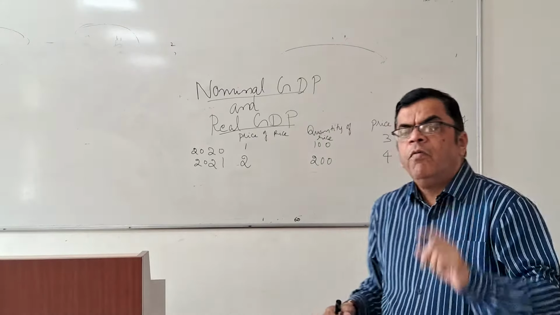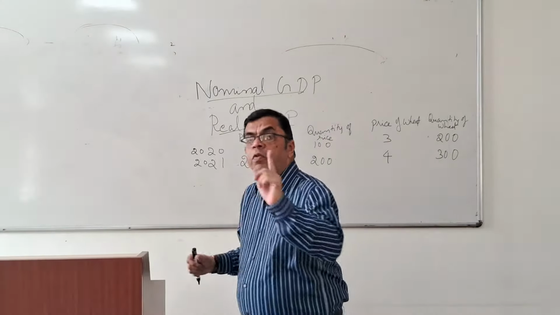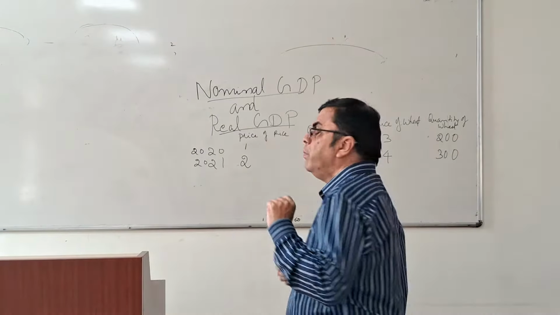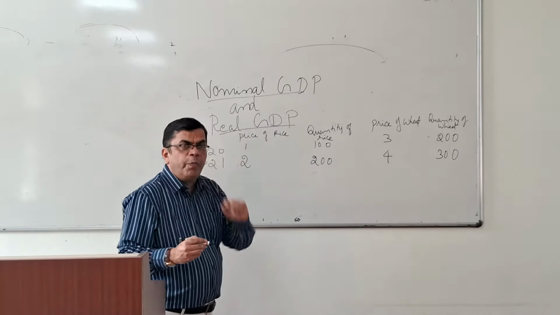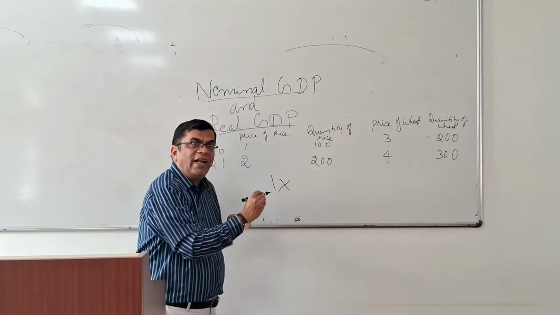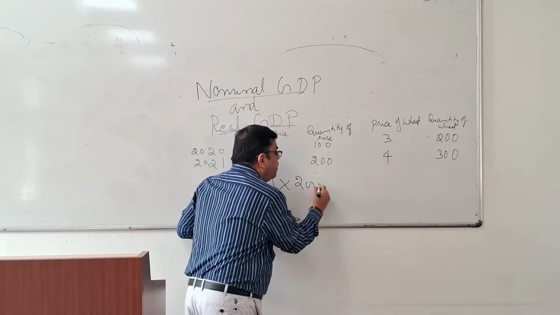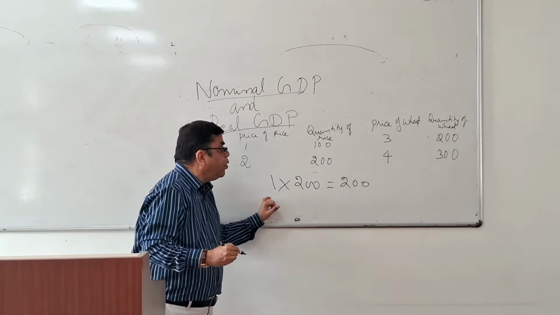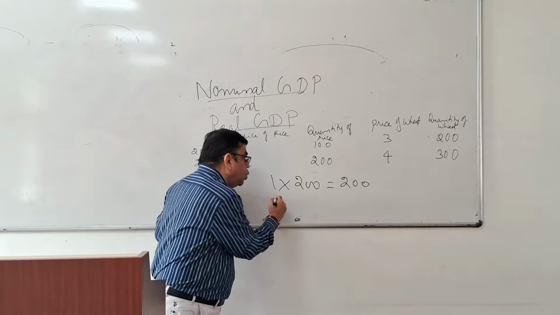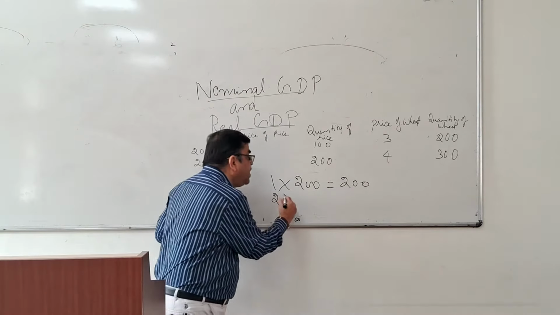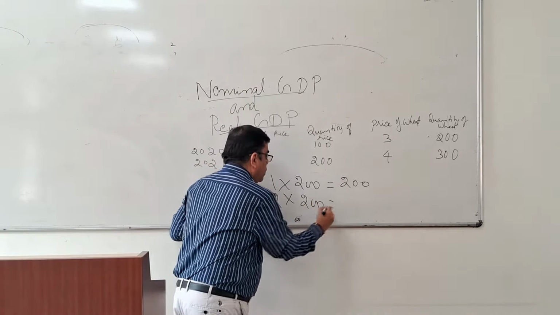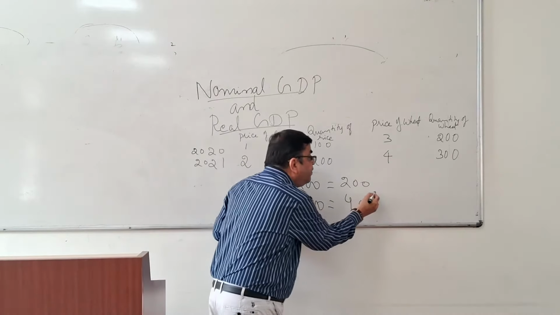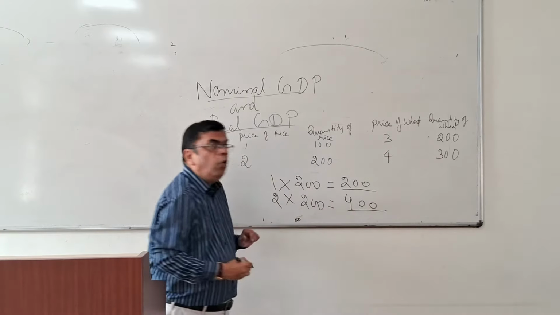GDP of a country is nothing but the price of the goods produced into the quantity of goods sold. For example, the price of a commodity is 1 rupee and 200 units of that are sold. So the GDP will be 1 into 200, 200. Suppose the price of this commodity goes up from 1 to 2, but the quantity remains the same. What has happened to GDP? 400. So should I be happy that my country's GDP has gone up from 200 to 400?